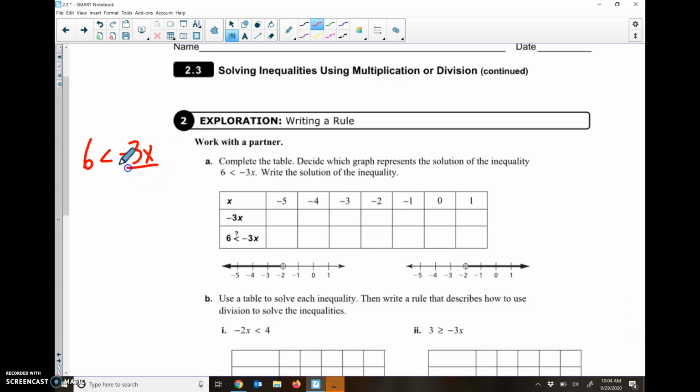All right, so I'm going to divide both sides by -3. I get -2 is less than x. Again, that is the wrong answer. Don't yell at me yet. All right, so let's try this.